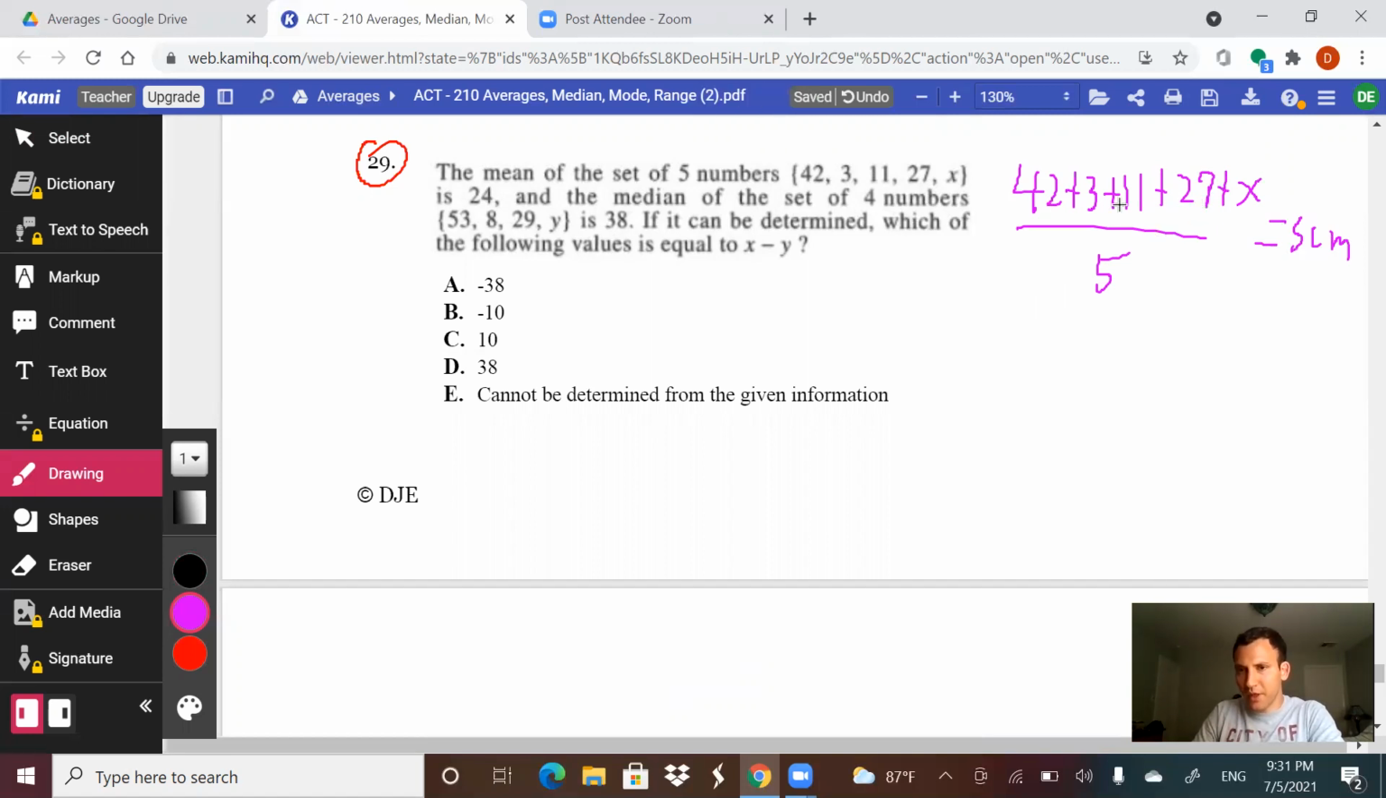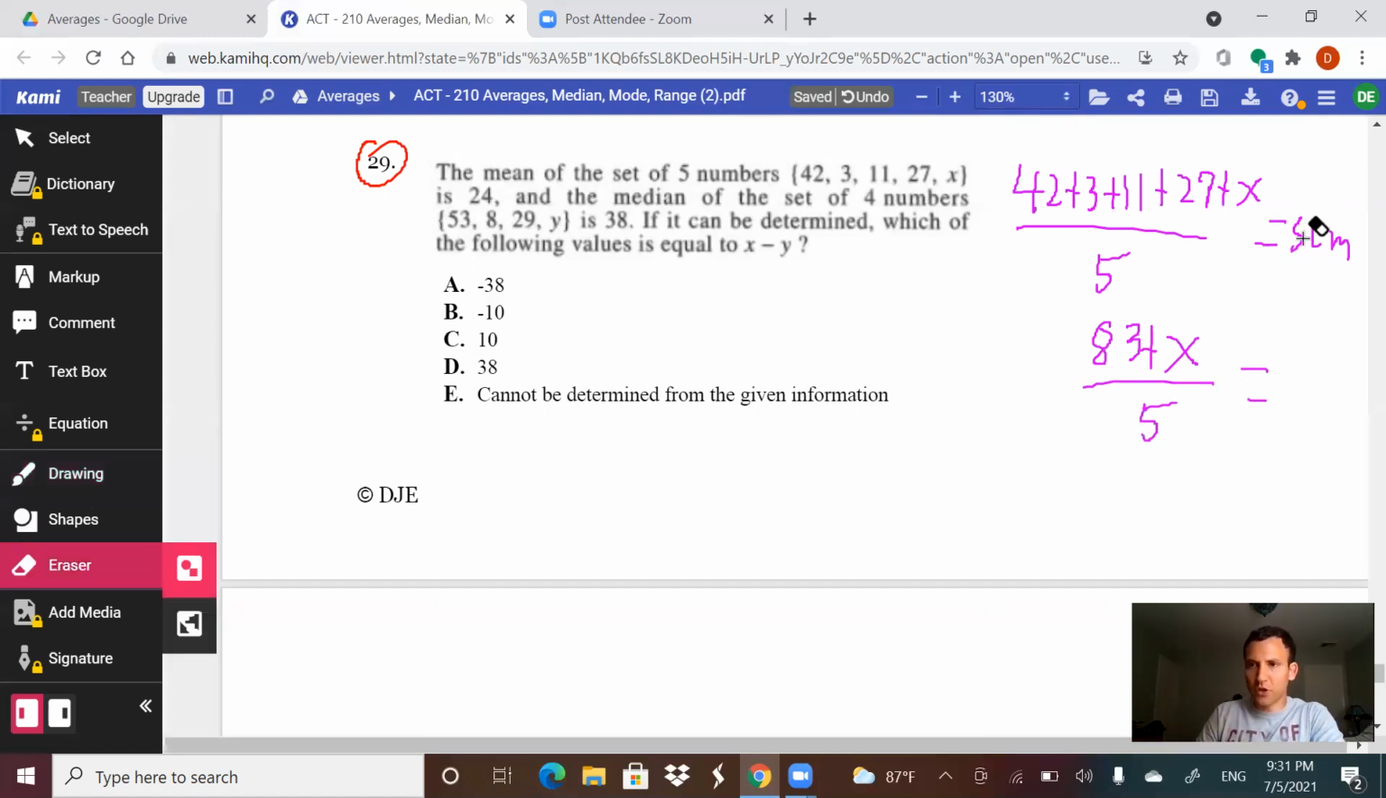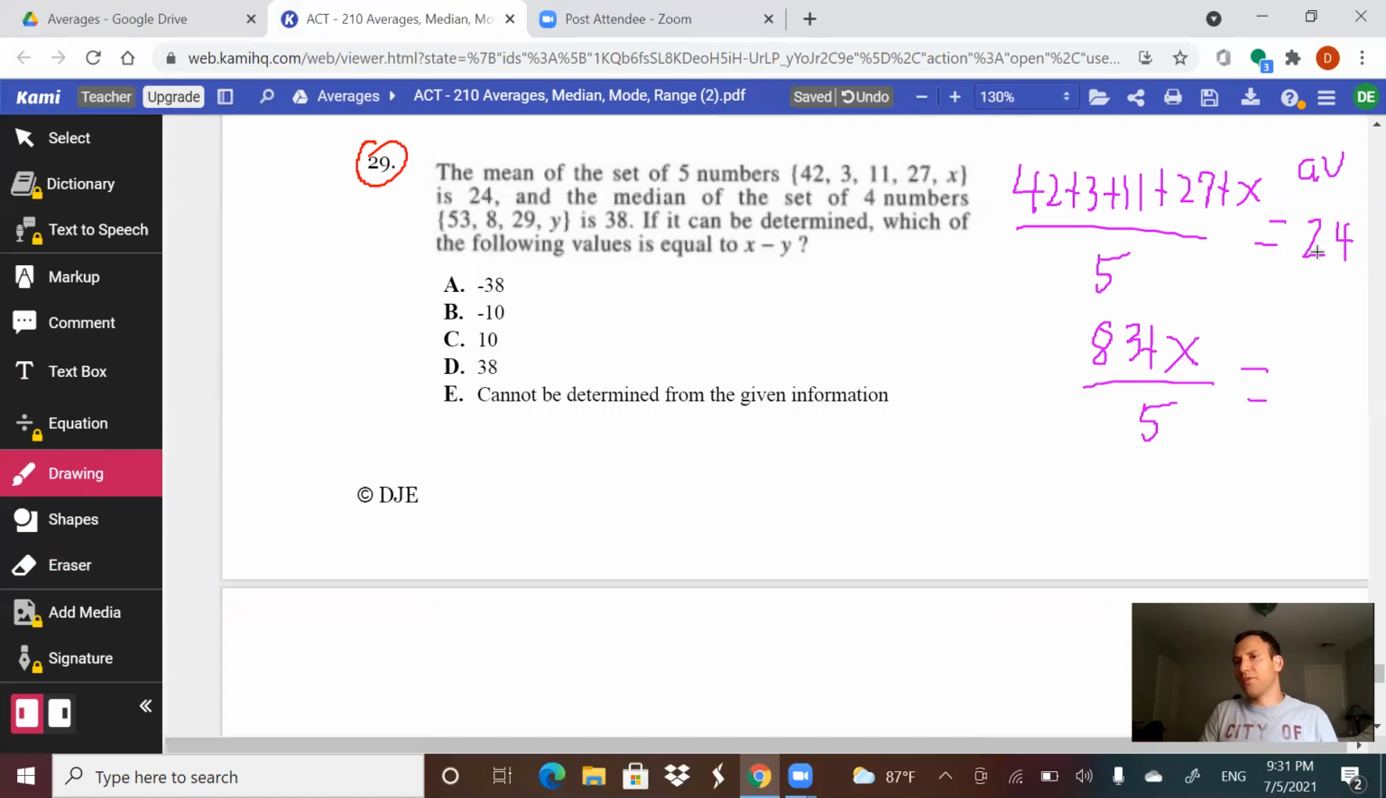27 plus 3 is 30. 30 plus 42 is 72. 72 plus 11 is 83. So 83 plus x divided by 5 equals, ooh, why did I write sum there? Probably shouting at the screen again. Sorry, I'm being very sloppy. It's 24, which is the average, not the sum. So 5 times 24 is 120. So really, we have 83 plus x equals 120. That means that x has to be 37.